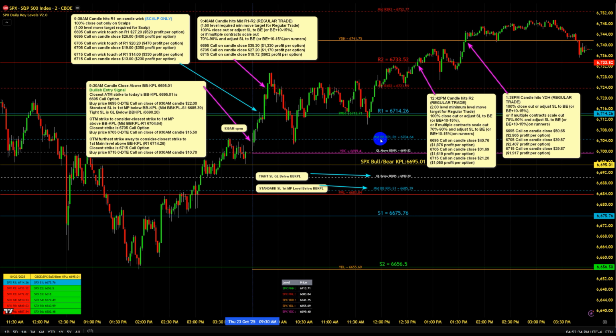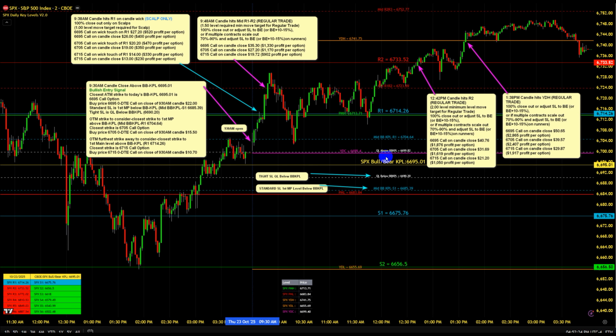The two that are on by default are the first midpoint level above the bull bear KPL and the first one below the bull bear KPL. The midpoint levels can also act as continuing gauges of momentum in the direction that you're trading. And depending on how far away they are from the level that you're trading, they can also act as waypoints for decision making, for either closing out your trade, making a stop loss adjustment, or scaling out.